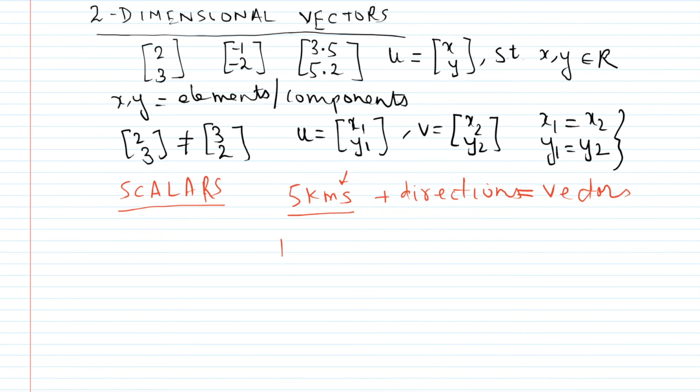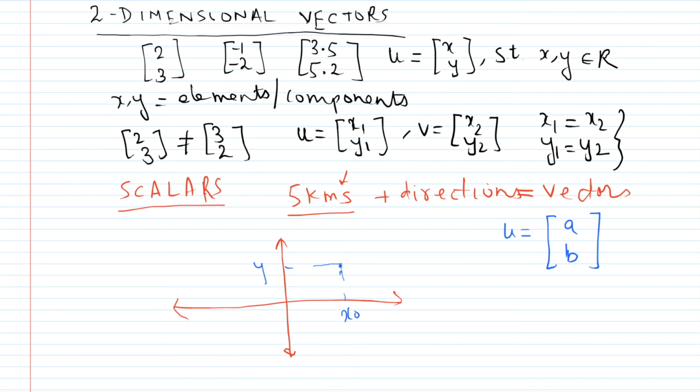So let me draw a graph here. So this is the xy plane that we all know about, the Cartesian xy plane. And let me draw a vector u such that u is [a, b], right? And let me choose any arbitrary point on the xy plane. So let this point be (x0, y0). What it really means is that this point is x0 on the x-axis and y0 on the y-axis, right? And let me draw this vector like so.